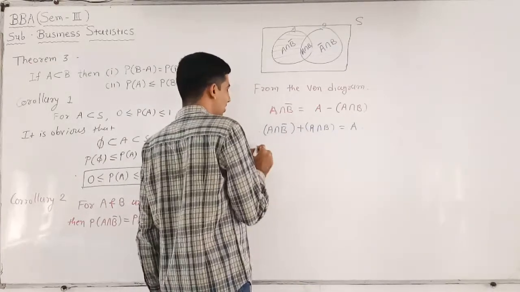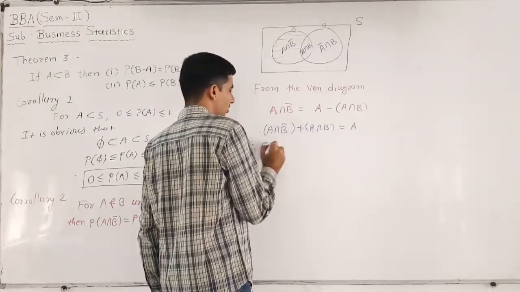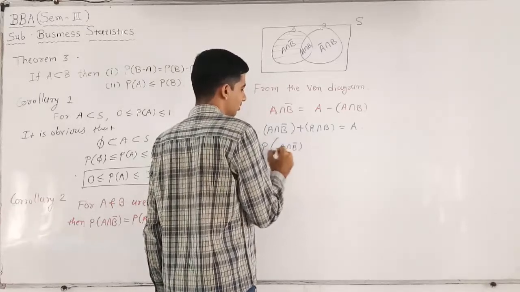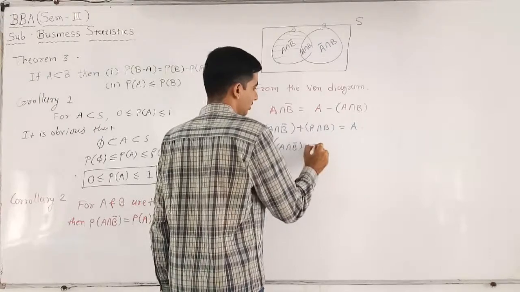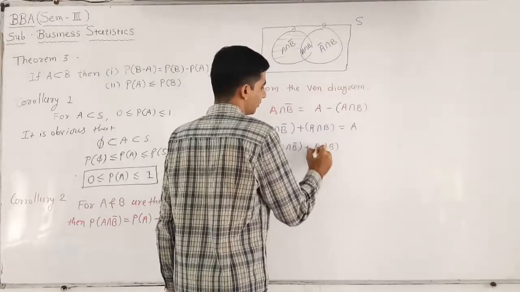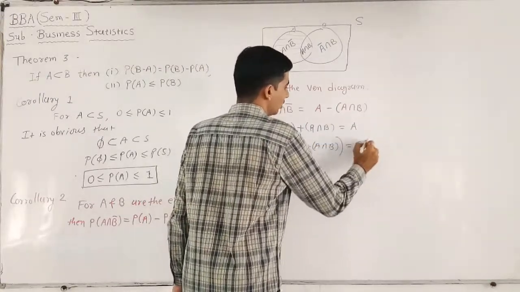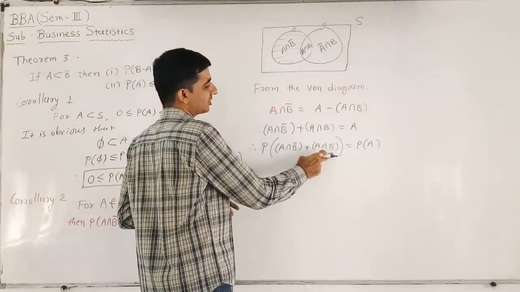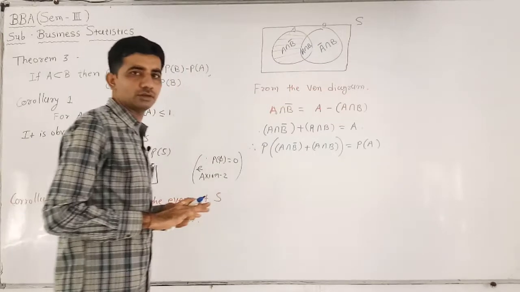Now apply the probability. Therefore P of A intersection B bar plus A intersection B is equal to P of A. Now A intersection B bar and A intersection B are mutually exclusive events.